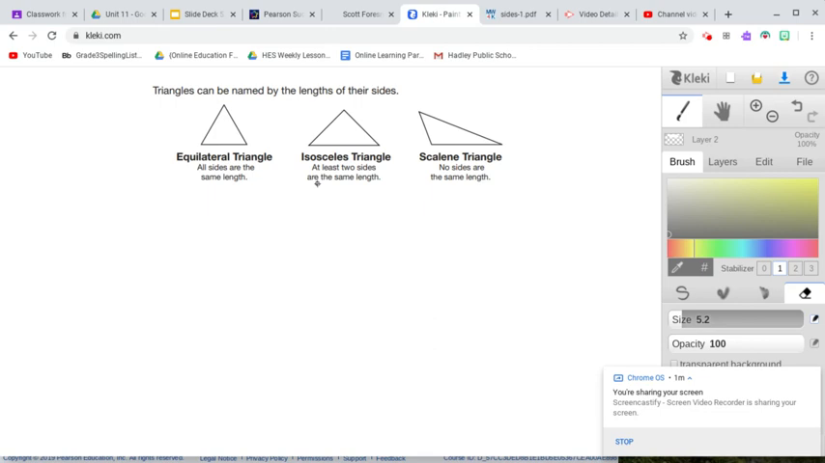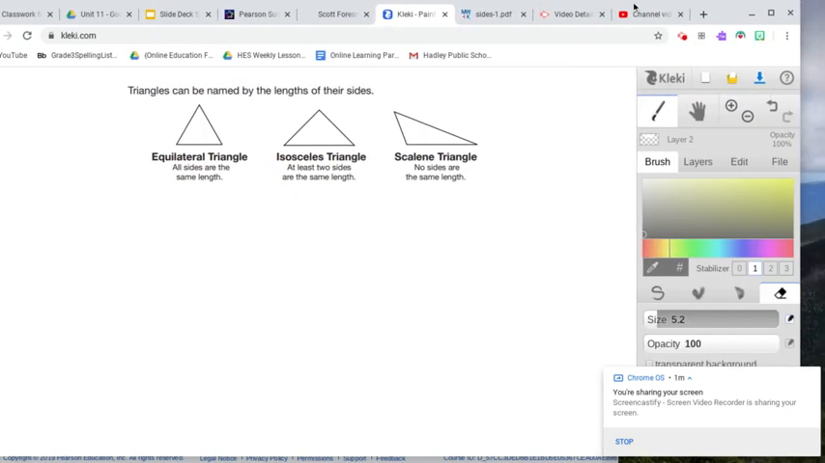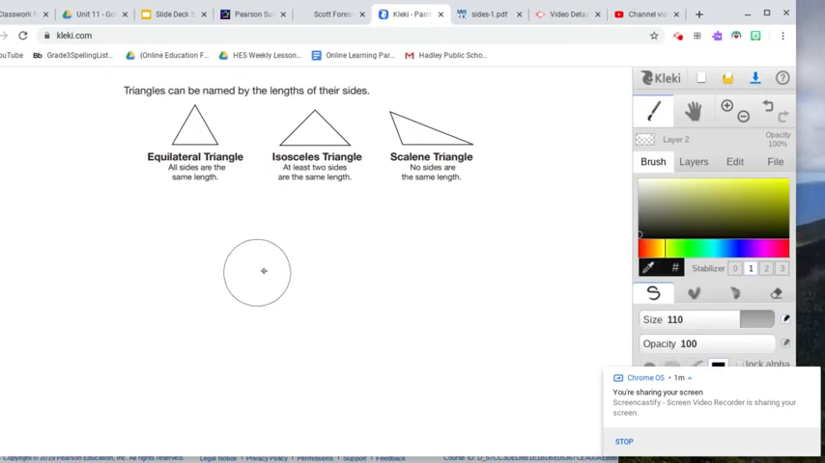Isosceles triangle. An isosceles triangle is when two sides are the same length. So this side and this side look to be the same length, whereas this side looks to be a little bit different. And the way I remember this word is, hold on, let me switch over. Sorry. The way I remember this word is by thinking about this.